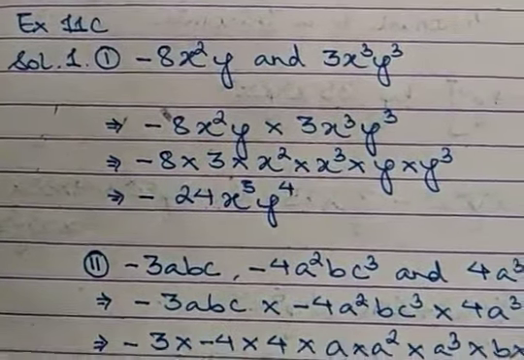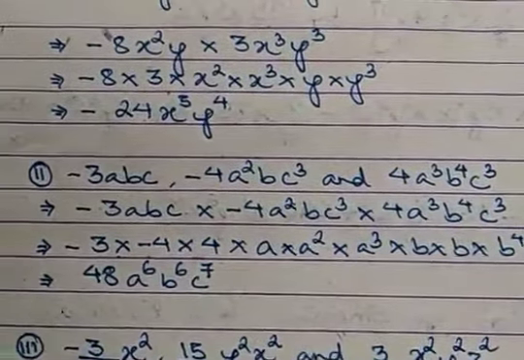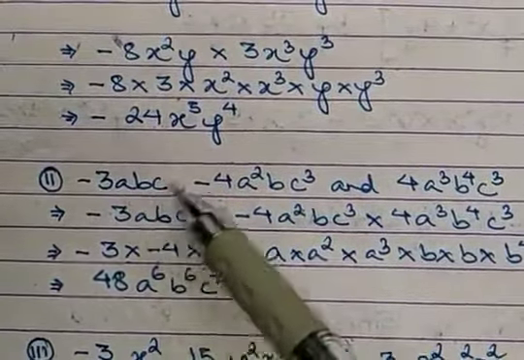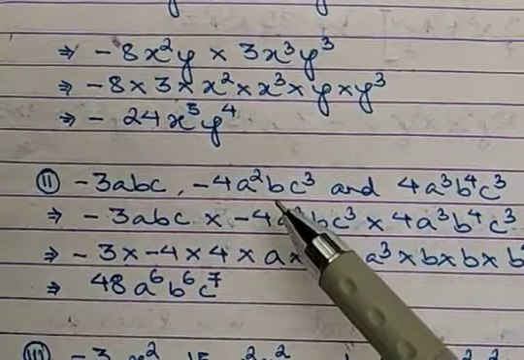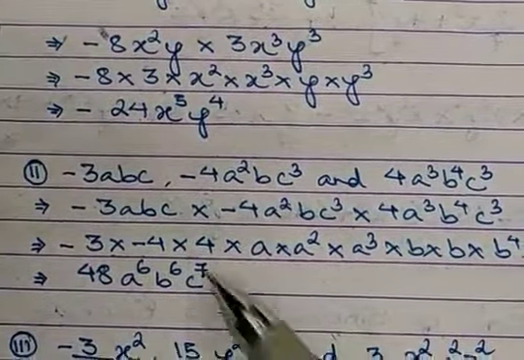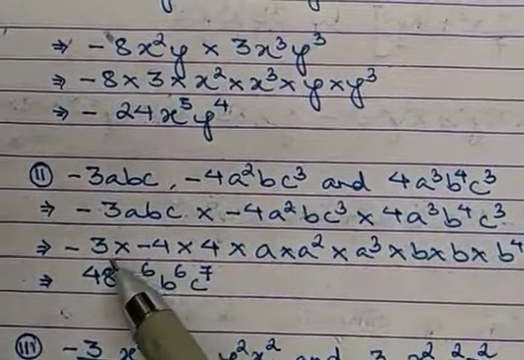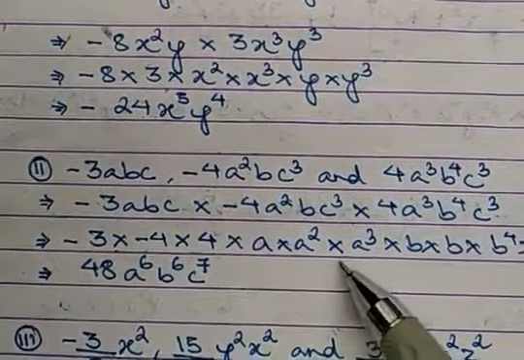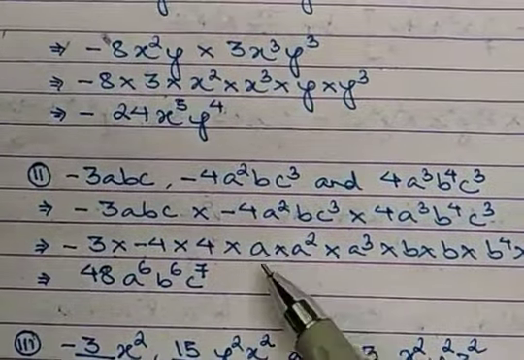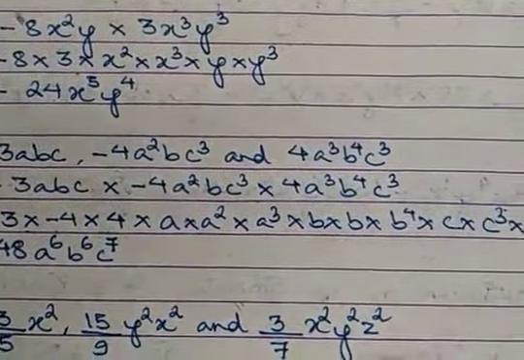So moving on to the next question. What we have here is multiplication of monomial and monomial, but we got three monomials out here. See, minus 3abc, minus 4a square b c cube and 4a cube b to the power 4 c cube. So what I have done here, I have simply placed the multiplication sign out here. After that, again simply, I have arranged the terms: the constant terms separately, and the same variables, a separately, b separately, and c separately.